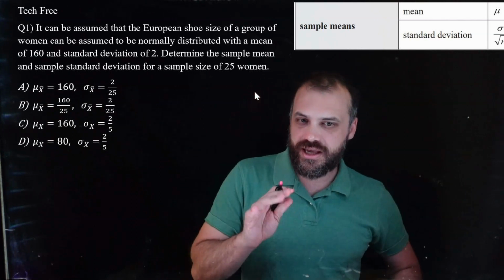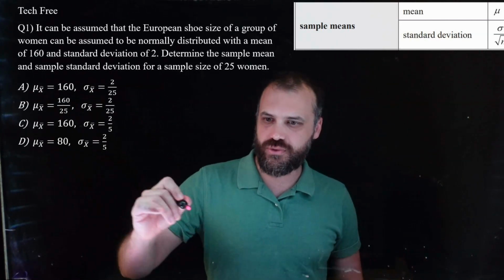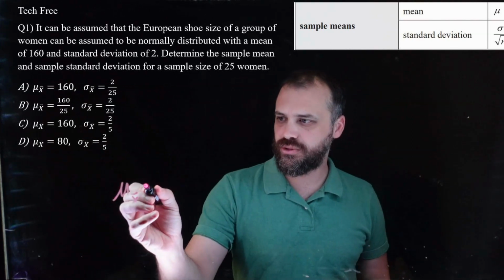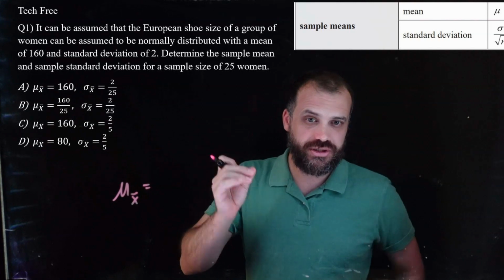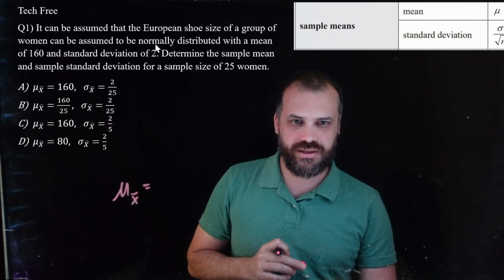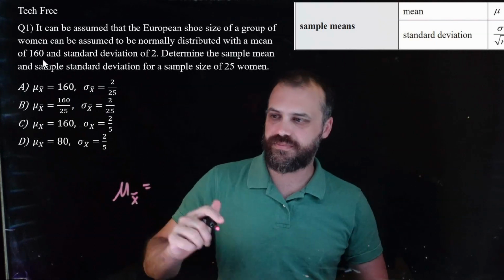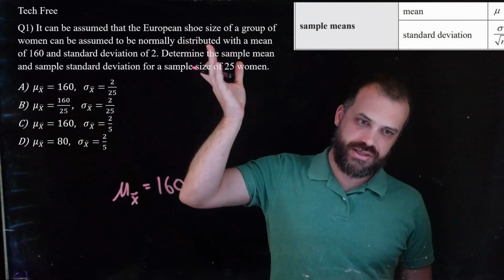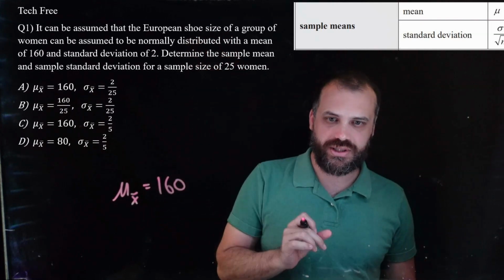So the sample mean, very, very straightforward. The sample mean, which we've denoted here with this little symbol, is always equal to the population mean. So it can be assumed that the European, the mean of 160. Okay, so simple, the population's 160, the sample mean is 160.